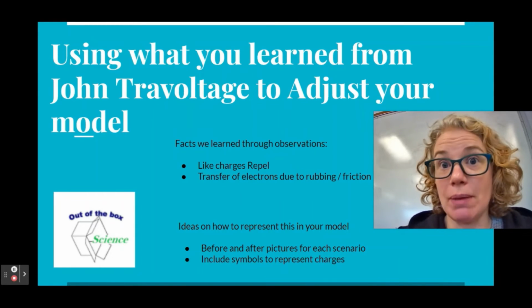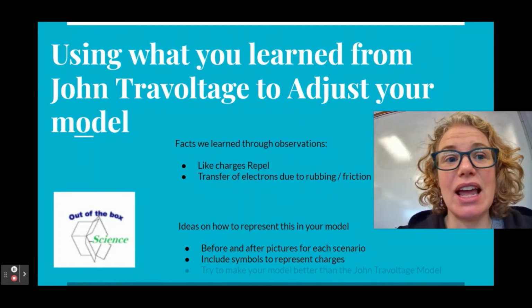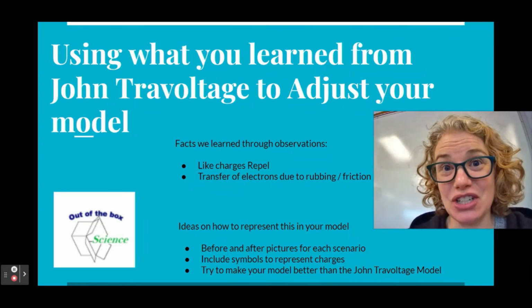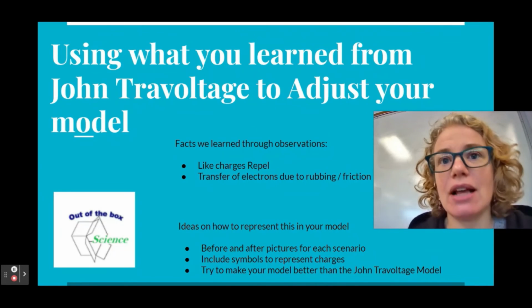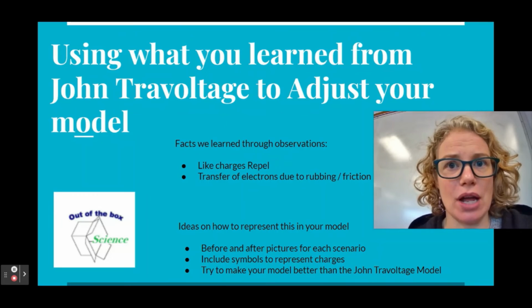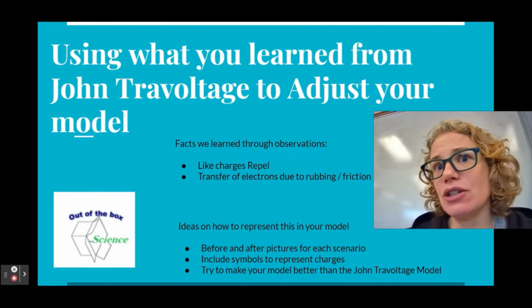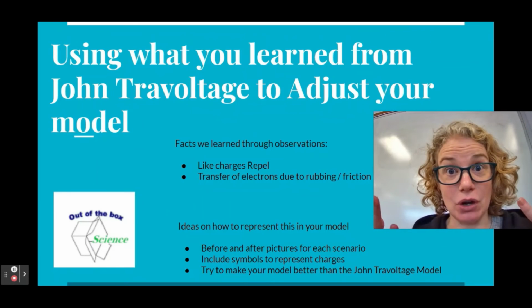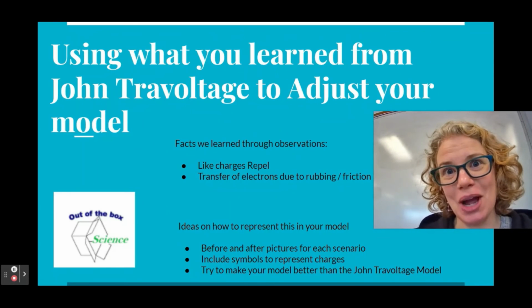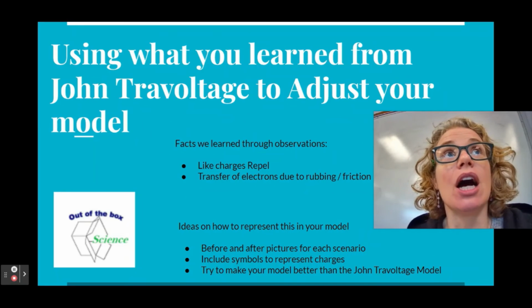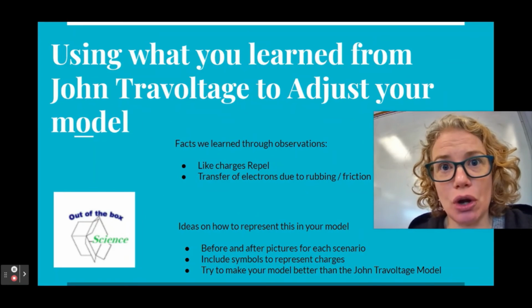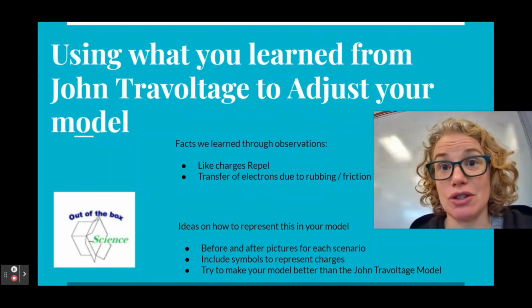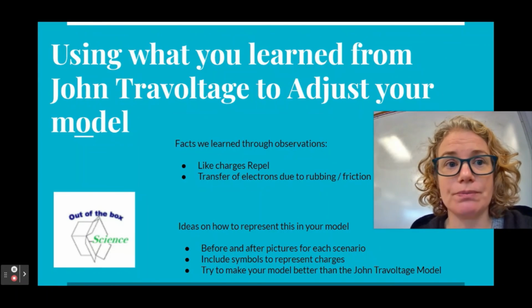Okay. You want to make sure you're using symbols, and hopefully you can do a better job than the John Travoltage model. They didn't include a legend telling us that the negative symbols were electrons. You might want to do that. They didn't show where the electrons came from. They just popped out of nowhere. Hopefully you can do a better job than that. They also didn't show the entire atom. Maybe you can figure out how to do that to show that there are positive charges in atoms too.